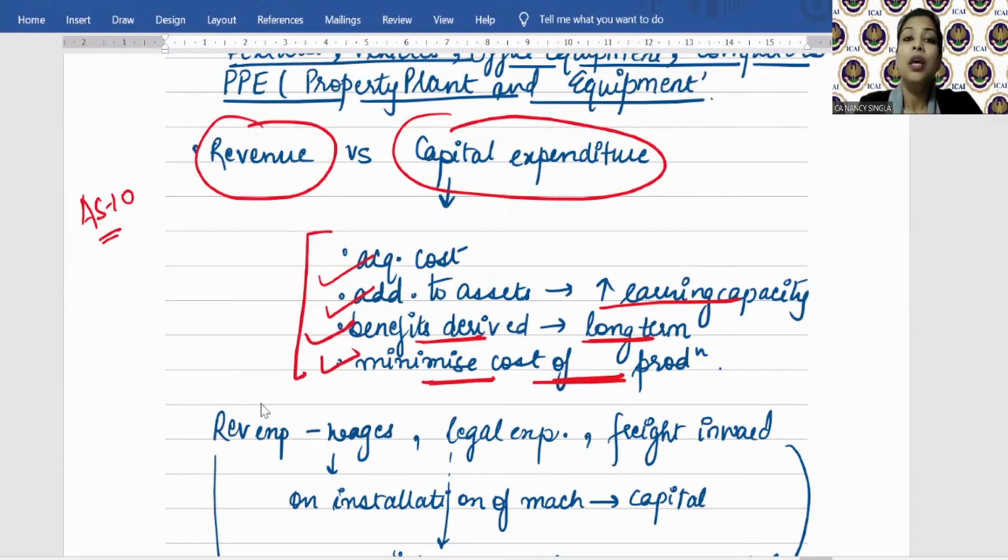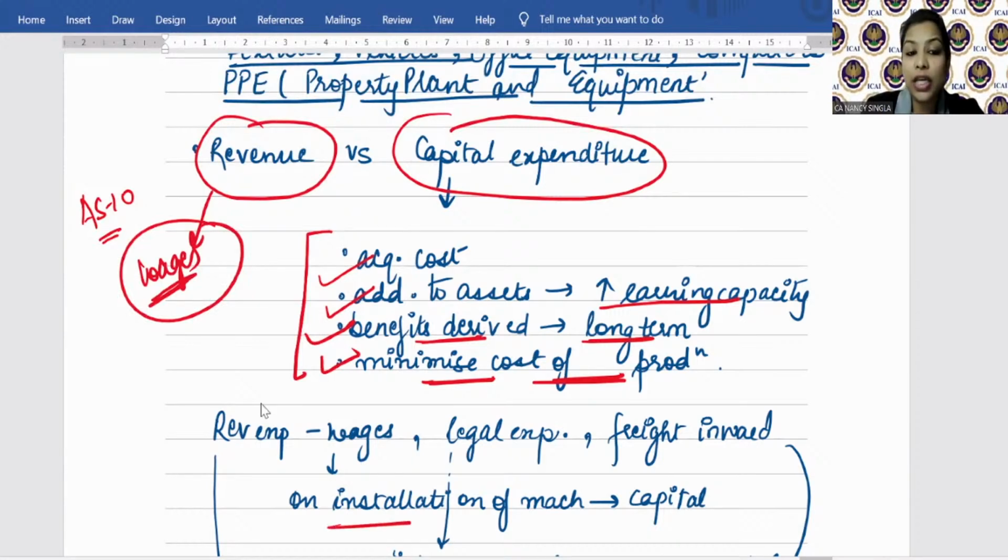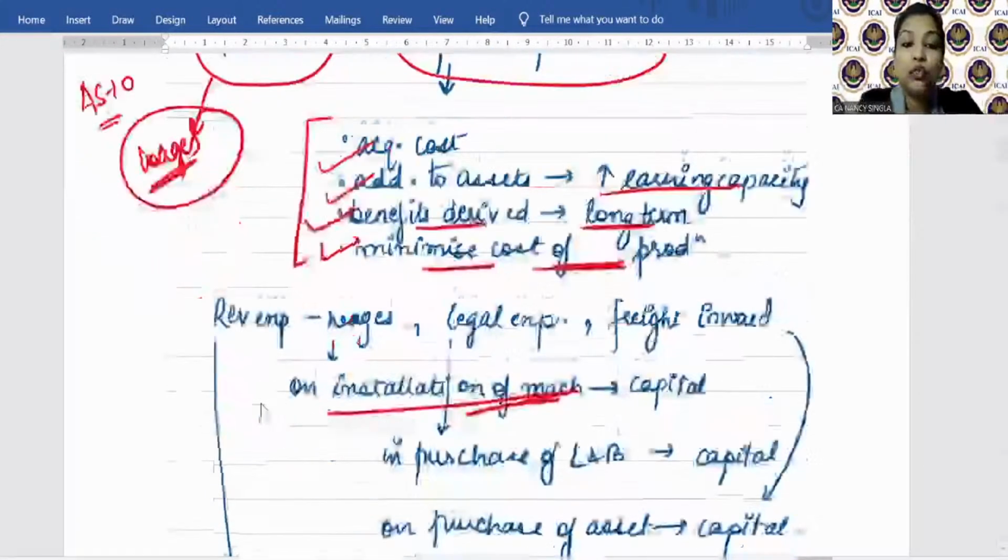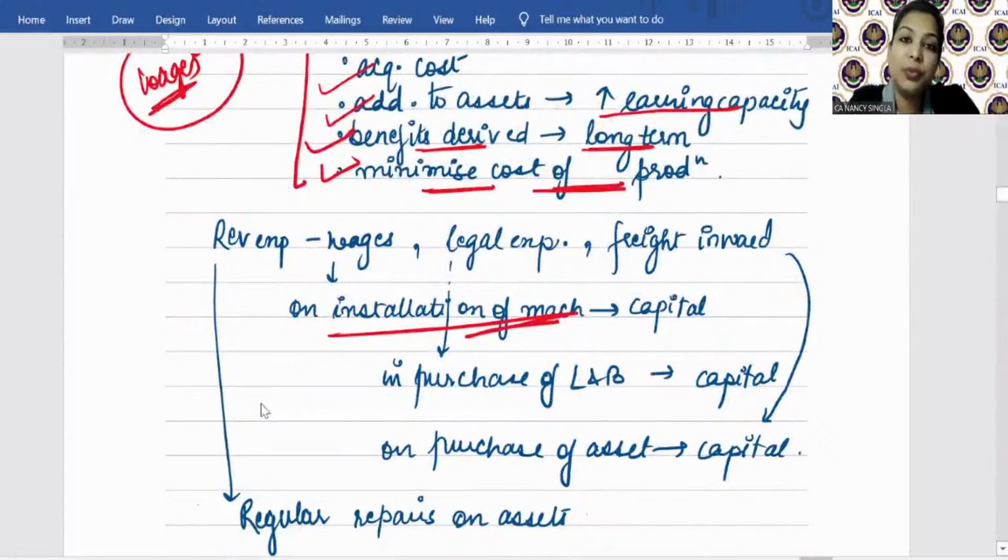Capitalized, right? For the students, see what is wages. Wages is what? It is a revenue expenditure, right? But wages on installation of machinery. So without incurring this wages expense, the machinery would not have been installed. So in such a case, this expenditure will be what? Capitalized, है ना? Because इतना ये wages का खर्चा किया है बिना, the machinery would not have been installed, है ना? So it will be capitalized.